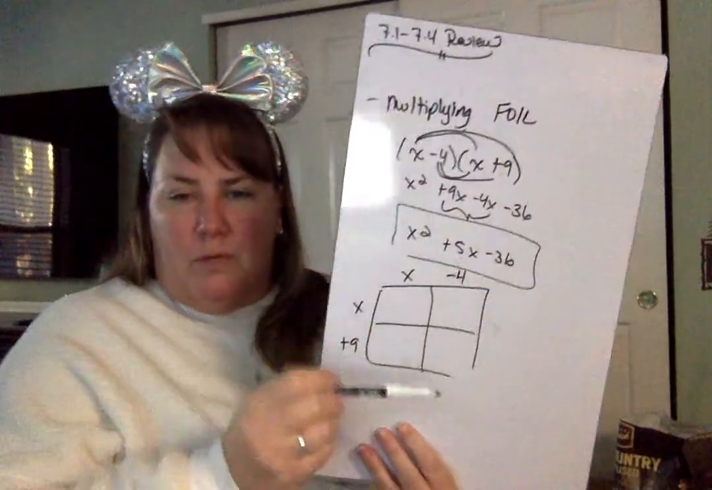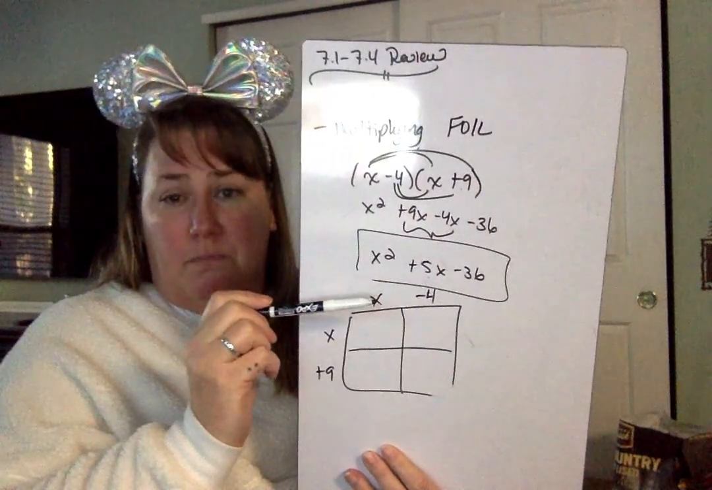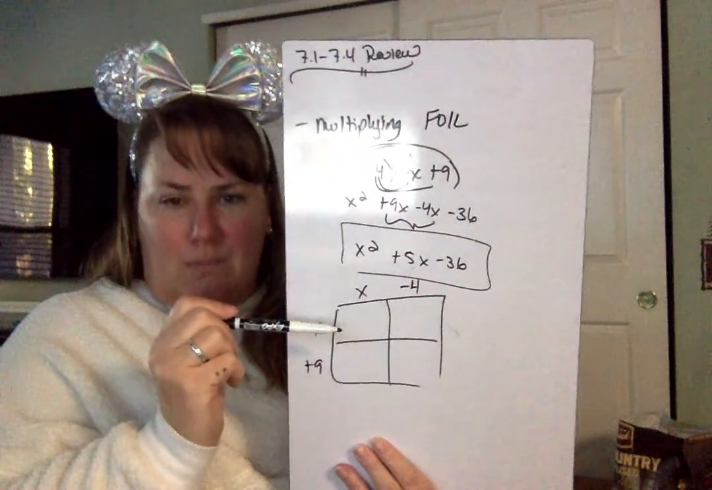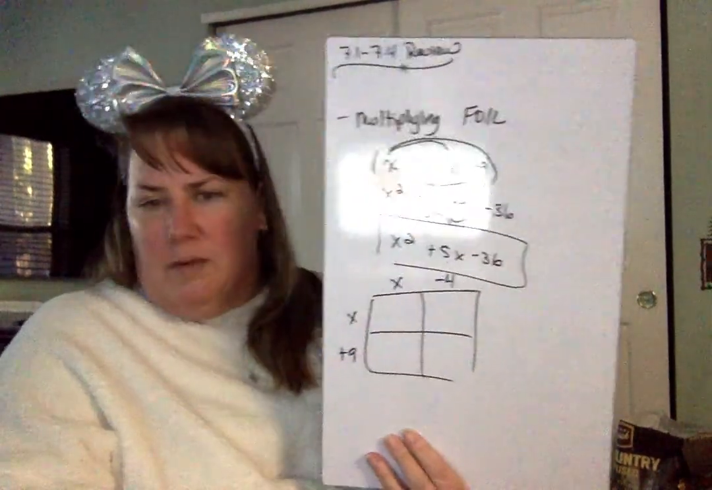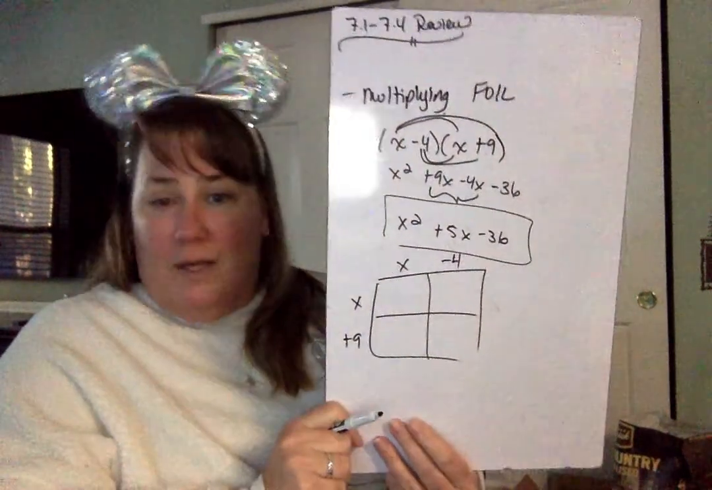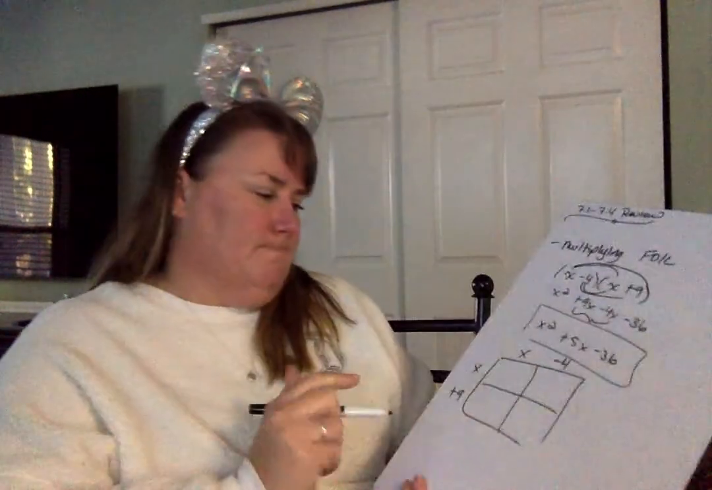And not only that, but when you use the box method for multiplying anything greater than a binomial, you want to put your largest polynomial on top. And then that way, you don't forget multiplying terms. It's very easy to see if you forgot to multiply something. That's why I don't like FOIL past binomials.